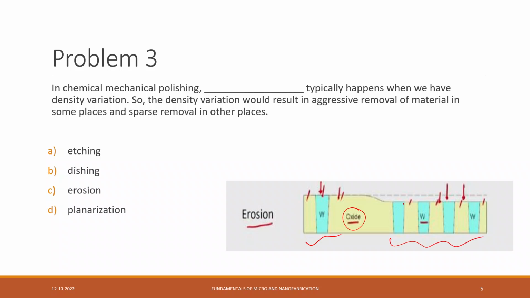So as there are more plugs here, this region is polished at a higher rate than this portion. You can see that there is aggressive removal here, while the removal here is very sparse. So essentially erosion would be the correct one. Another thing is dishing. With dishing, the portion rounds off. So dishing and erosion are some of the factors that usually happen.